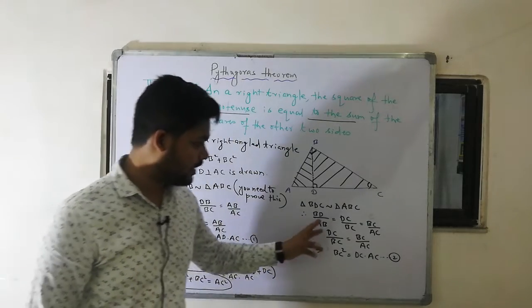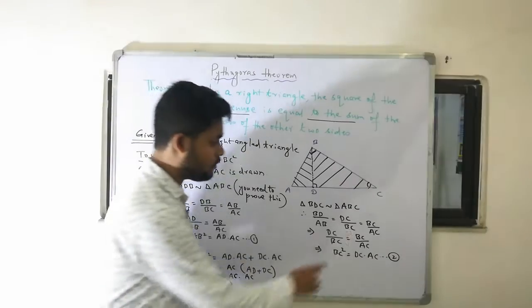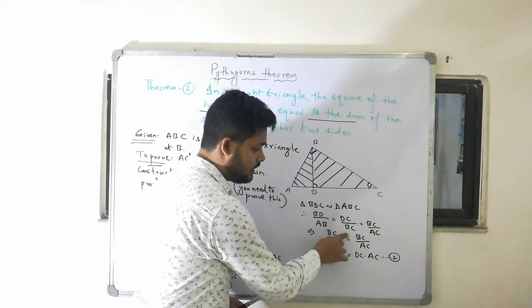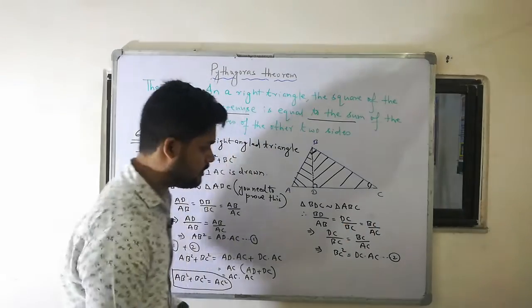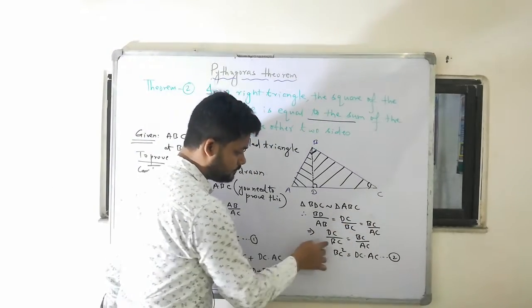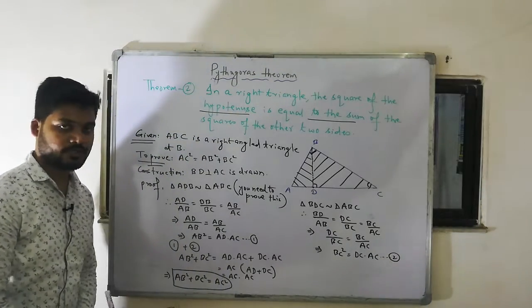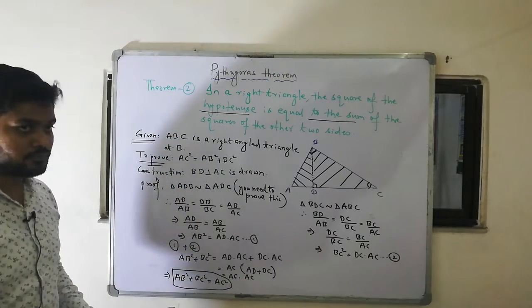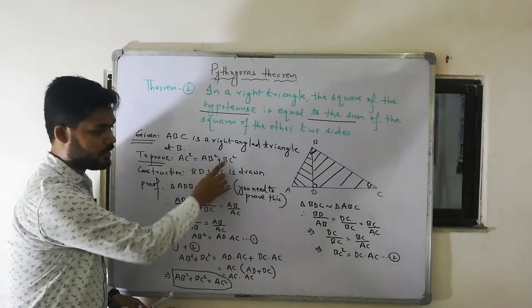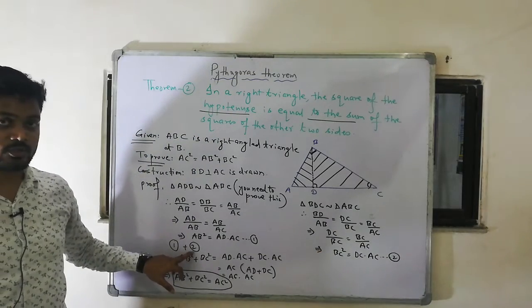Now see, by equating which two will we get the square of the sides? See, if we equate the second one with the third one, we will get square of BC. So this implies, I have taken these two. After cross multiplication, we have equation 2, right? Now what we will do: according to the proof, we need AB square plus BC square. That is why I have added equations 1 and 2.